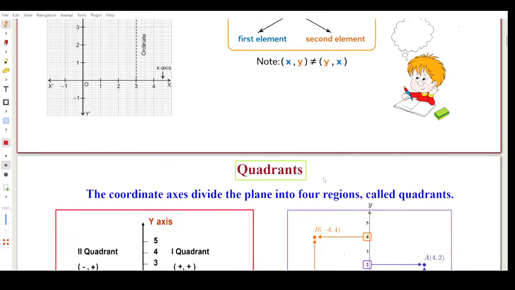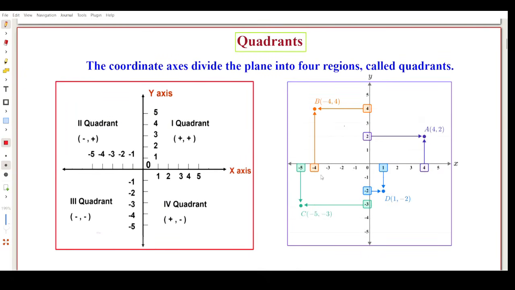In today's class, we are going to learn about quadrants. What do we mean by quadrant? The coordinate axes divide the plane into 4 regions, and these 4 regions are called quadrants. Quad means 4. So the plane is divided into 4 equal quadrants.